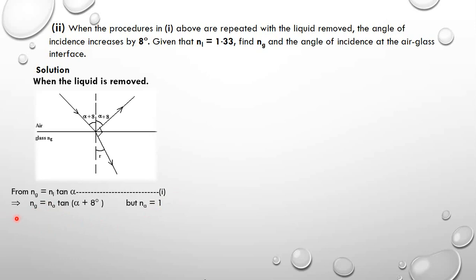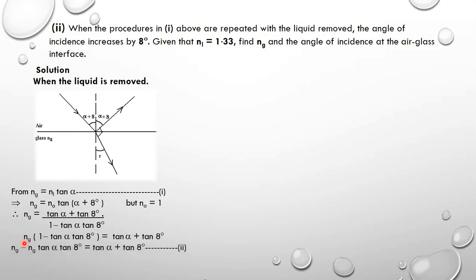Then from trig again, tan of alpha plus 8 is equal to tan of alpha plus tan of 8 degrees divided by 1 minus tan alpha tan 8 degrees. So we shall have this. Cross multiply so that we remove this from the denominator. Then we shall have Ng into brackets 1 minus tan alpha tan 8 degrees, and then is equal to tan alpha plus tan 8 degrees, which will give us this. That is our second equation.